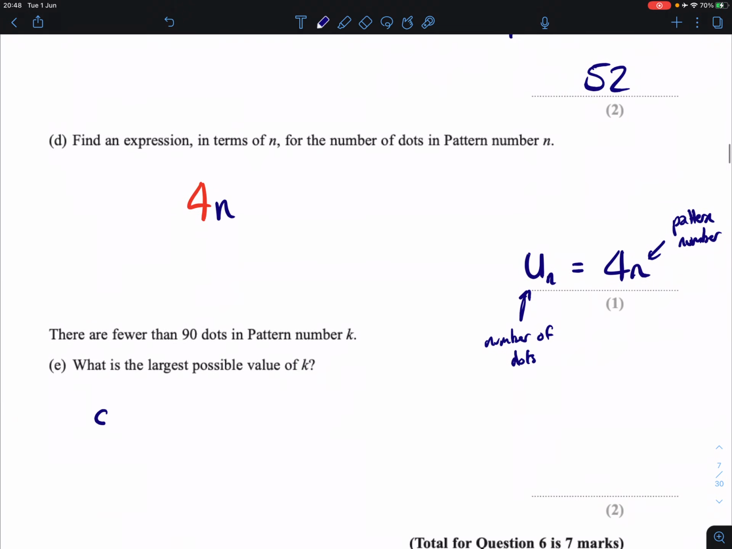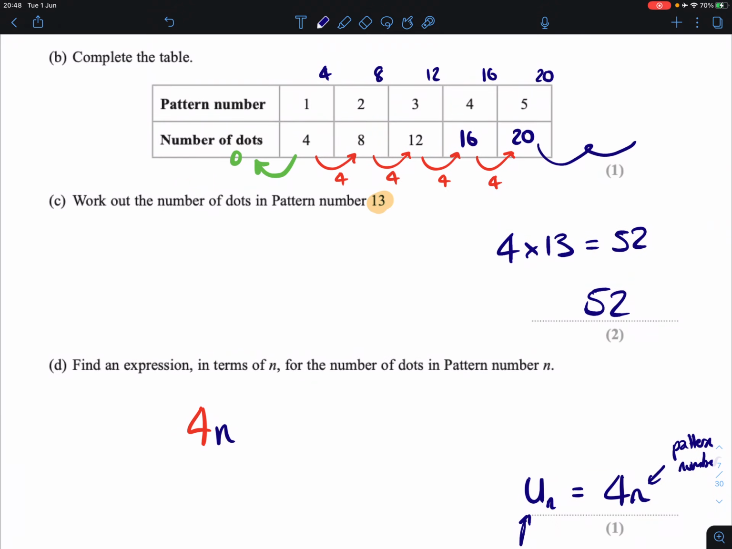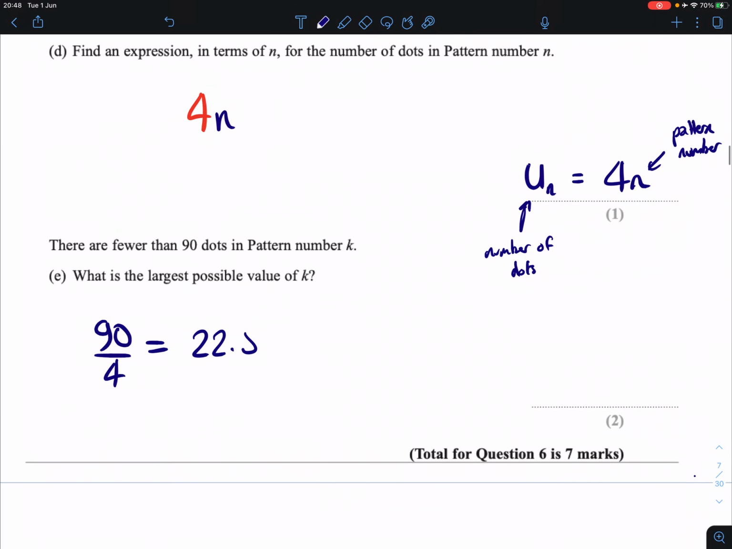So this 90, if we divide it by 4, is going to give us 22.5. So we can't technically have 90. 90 won't be one of the possible numbers of dots. What will be, though, is 92 and 88. If we look at just less than that, the 22nd pattern number would give us 88 dots. That's the largest possible pattern number we can get that is fewer than 90, because this is a decimal, it can't equal 90. So 88 is actually the highest. So k equals 22 is the biggest we can get. Done.